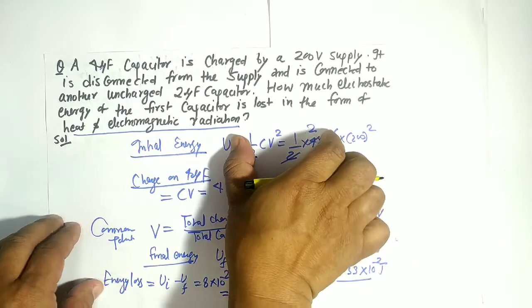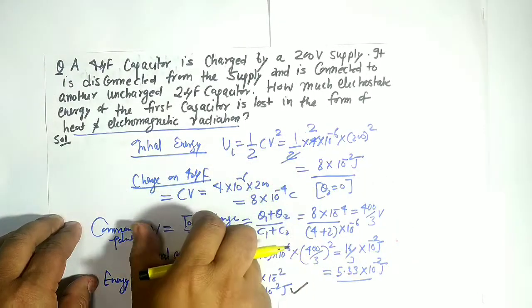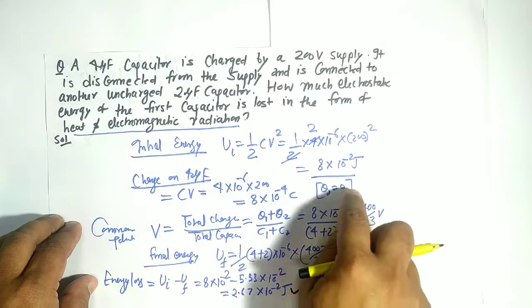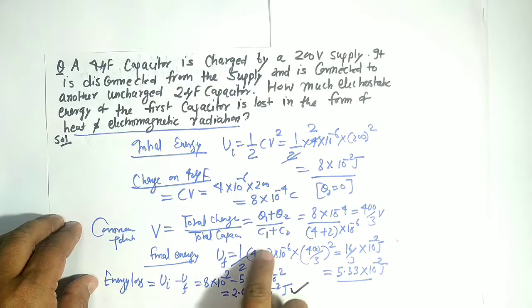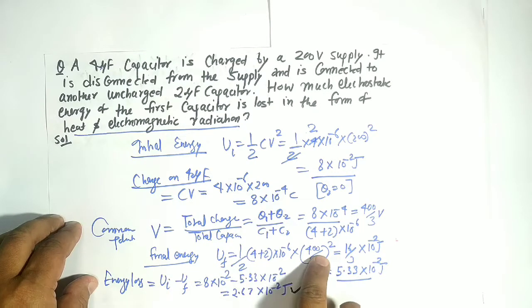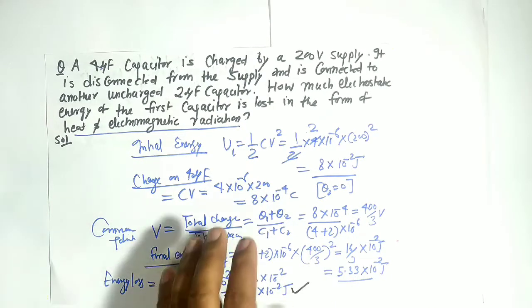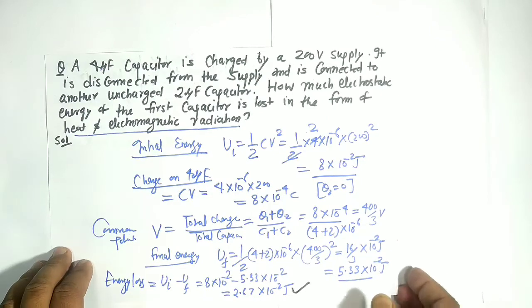How you calculated: initial energy, then you calculated the common potential from total charge. In the second one, it is uncharged, so Q2 will be 0. And then final energy will be net C into V square, and you got the difference. So this is the question related with it.